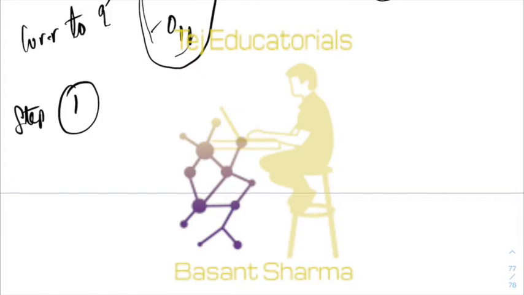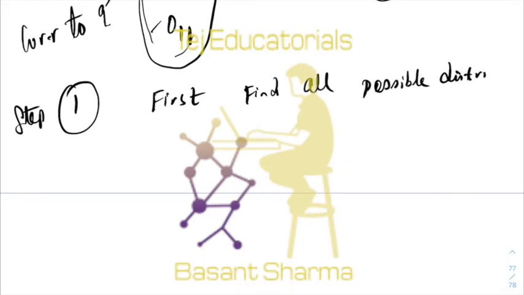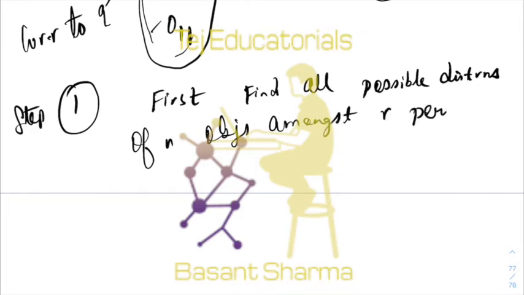For example, what I'm saying, let me just write it down. First, find all possible distributions of n objects amongst r persons. Here distribution has a different meaning.